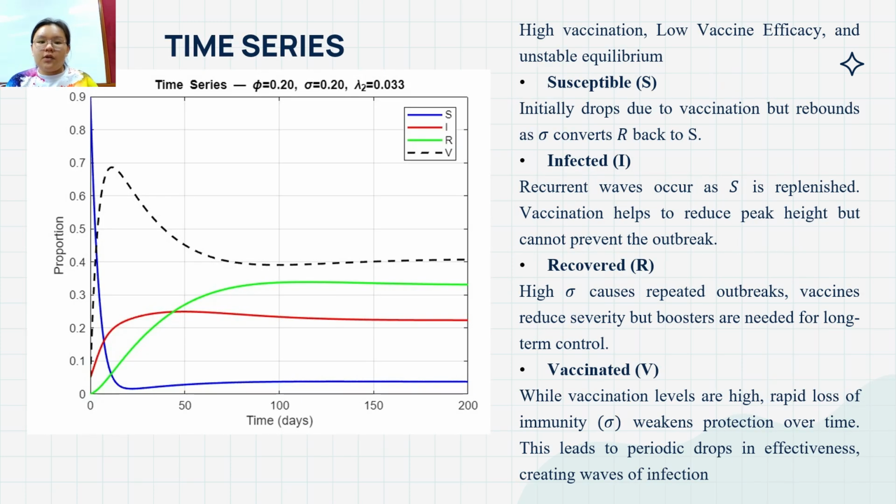And now we explore the third scenario with a high vaccination rate but with a weak vaccine. The susceptible drops initially, but then rebounds due to immunity loss. Infected individuals experience repeated waves. The recovered increase, but can't fully suppress infection. Vaccination is widespread, but the weak efficacy and fast waning lead to only temporary protection.